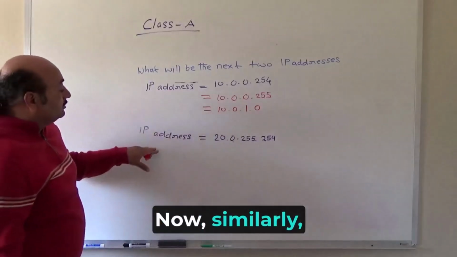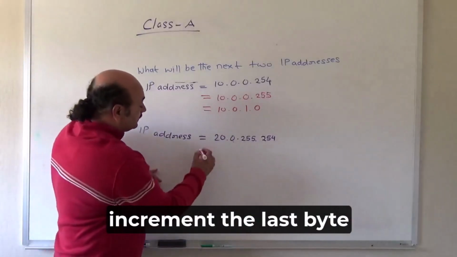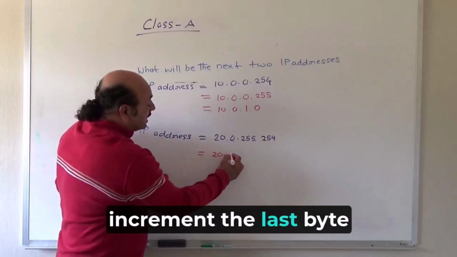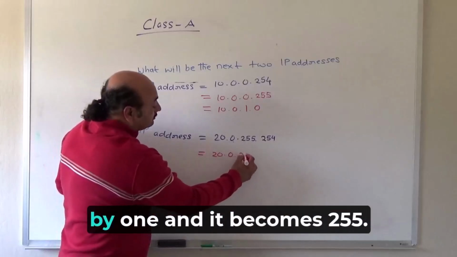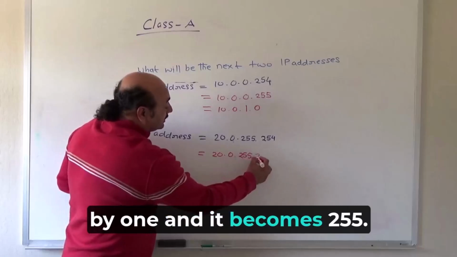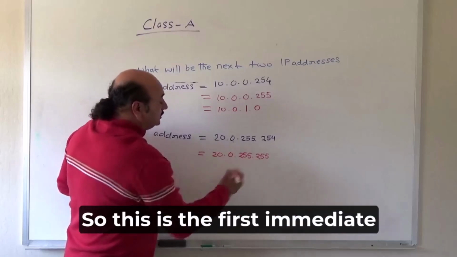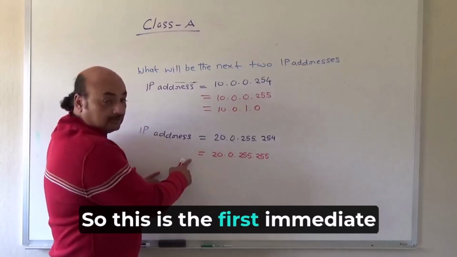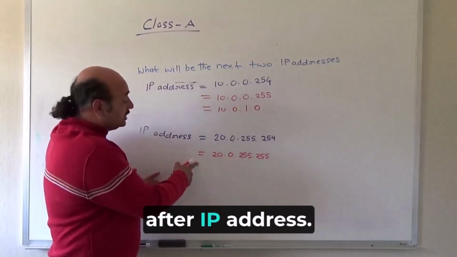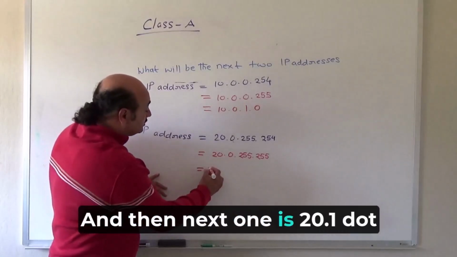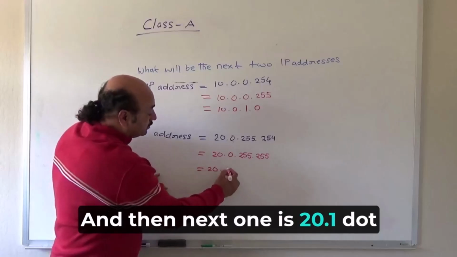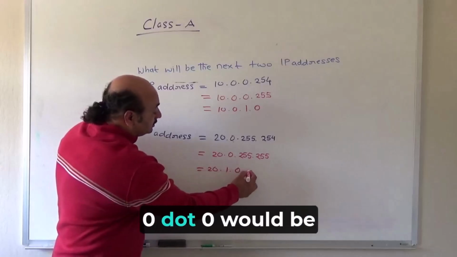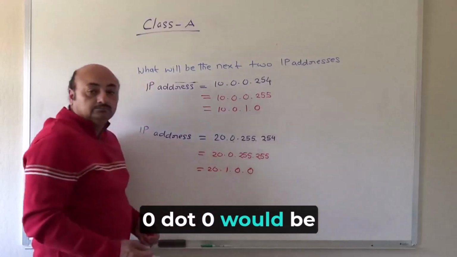Now similarly, working on this one, you increment the last byte by 1 and it becomes 255. So this is the first immediate next IP address, and then the next one is 20.1.0.0 would be the answer for this one.